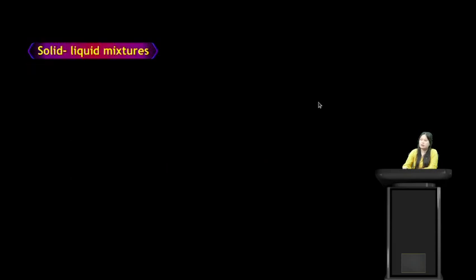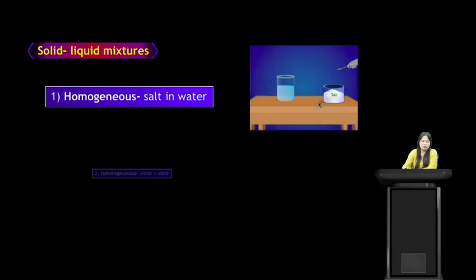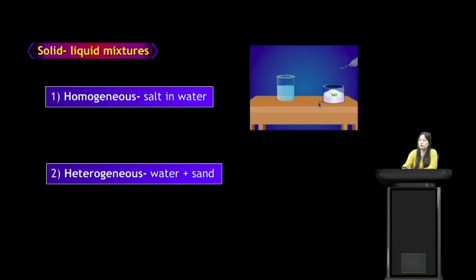Next we have solid-liquid mixtures. This means one of the components is solid and the other is liquid. One example of a homogeneous solid-liquid mixture is salt in water. Salt is solid, water is liquid, and this is homogeneous. An example of a heterogeneous solid-liquid mixture is water plus sand. Water is liquid, sand is solid, but it is heterogeneous.